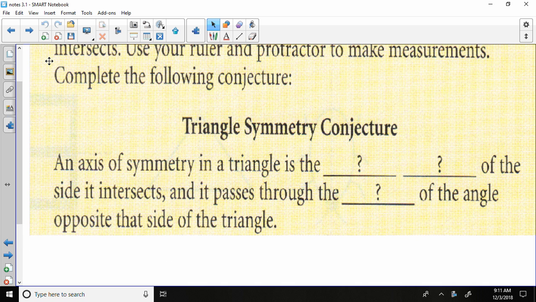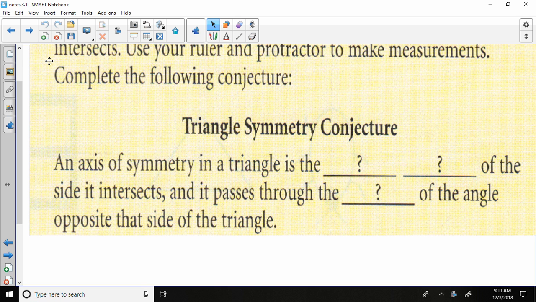Okay, so I already have it drawn on the board for you, the isosceles, because we can do this to any, well, we can do it to the equilateral and the isosceles, but we're looking at the isosceles one over there on the right, the green one. For the fill in the blank, it says, an axis of symmetry in a triangle is the blank of the side it intersects. Okay, so looking at our drawing up here, when the axis of symmetry goes through the side, what does it do to that? What is that?